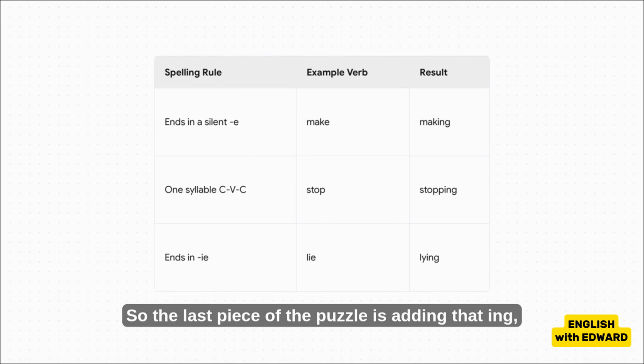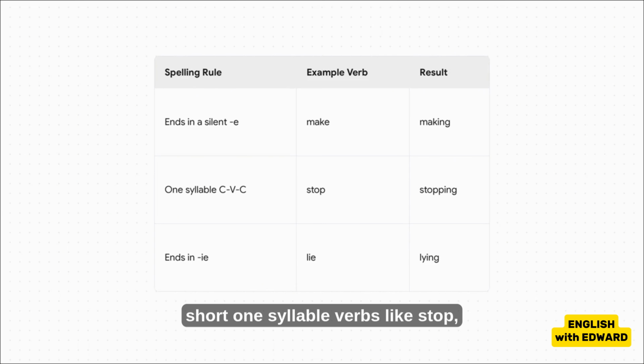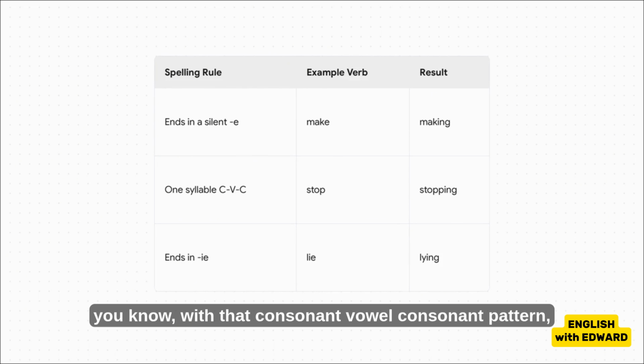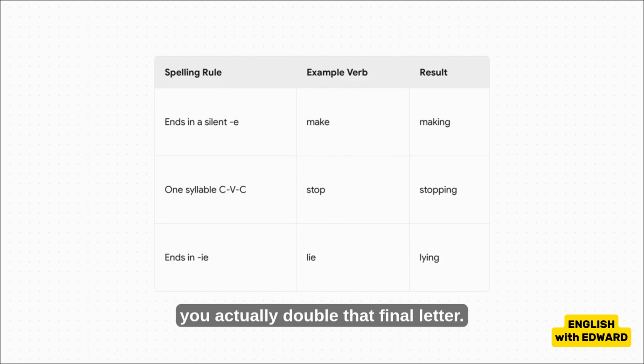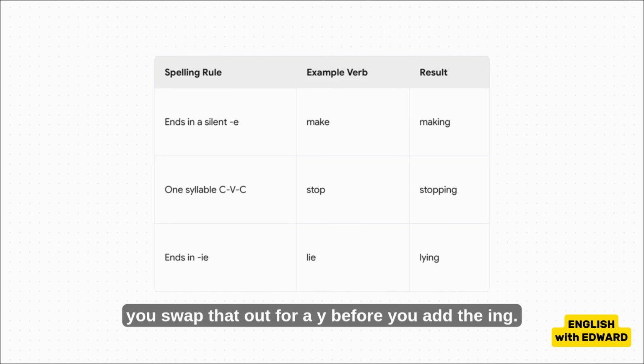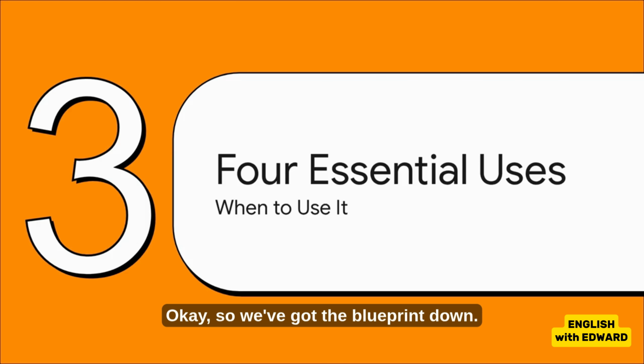So the last piece of the puzzle is adding that ing. But you've got to watch out for a few little spelling traps. For verbs that end in a silent E, like make, you just drop that E before adding ing. For short, one-syllable verbs like stop, with that consonant-vowel-consonant pattern, you actually double that final letter. And for the weird ones that end in IE, like lie, you swap that out for a Y before you add the ing.